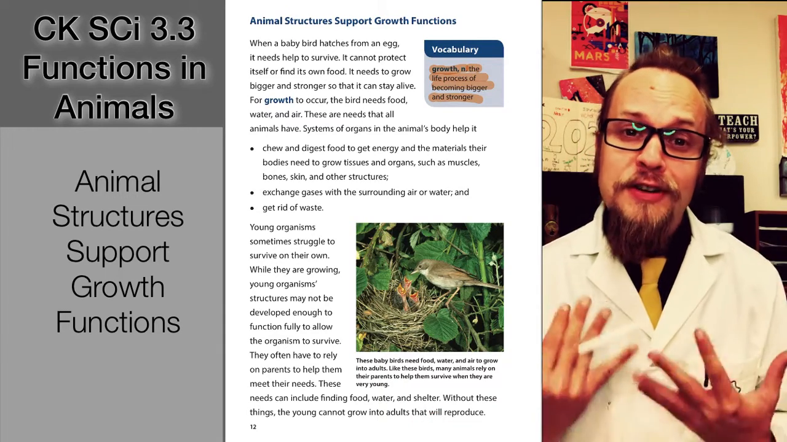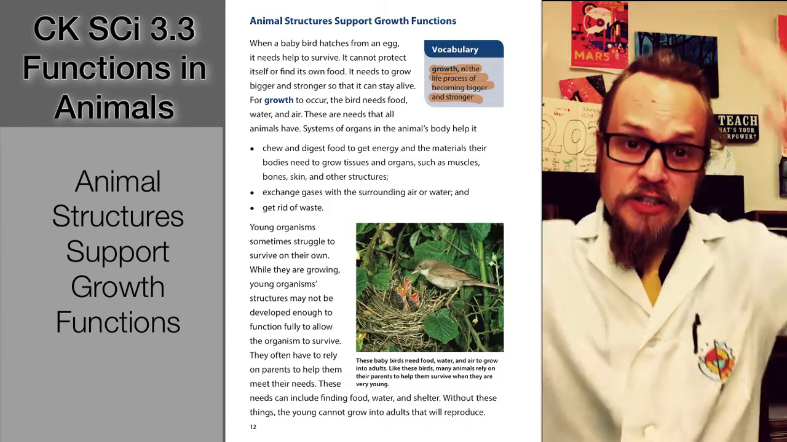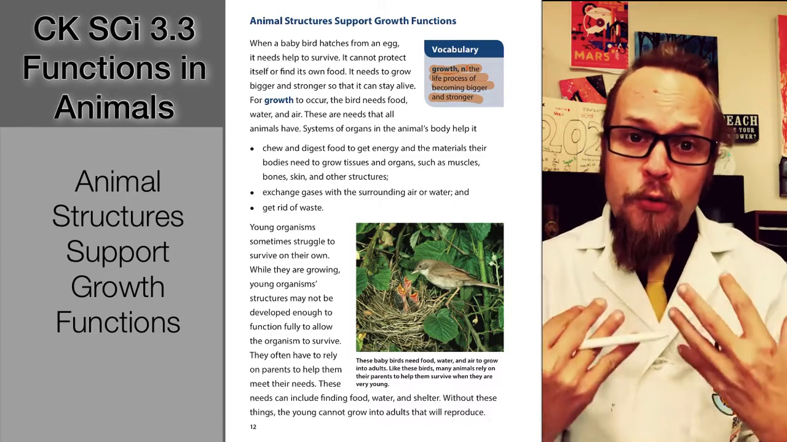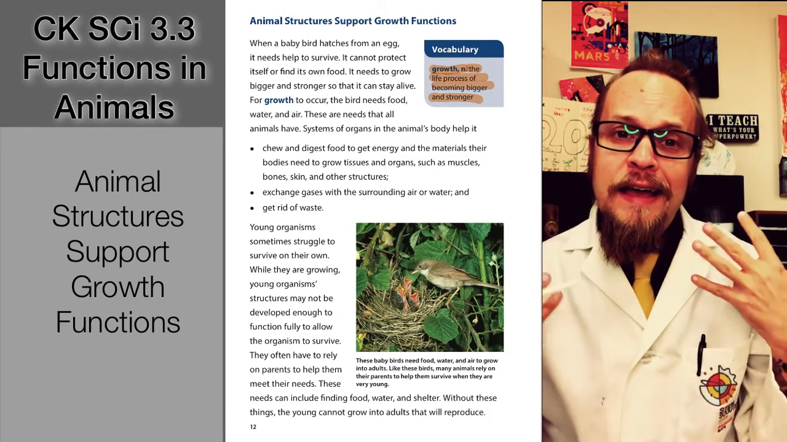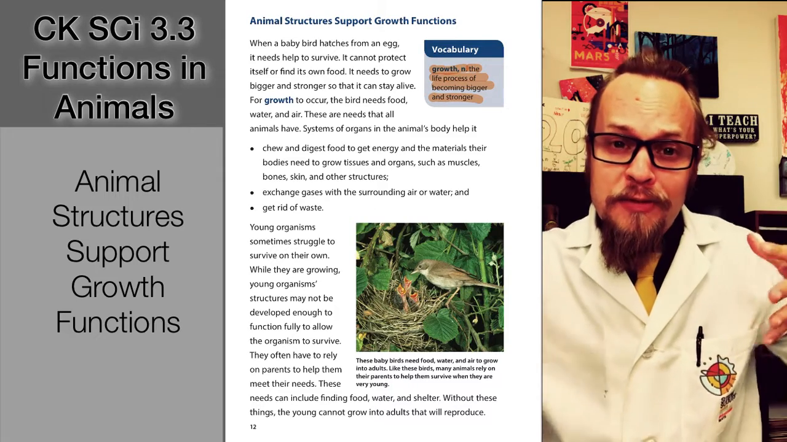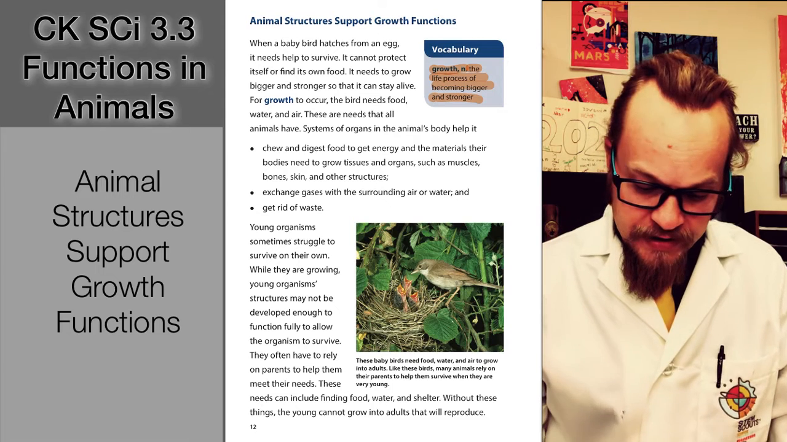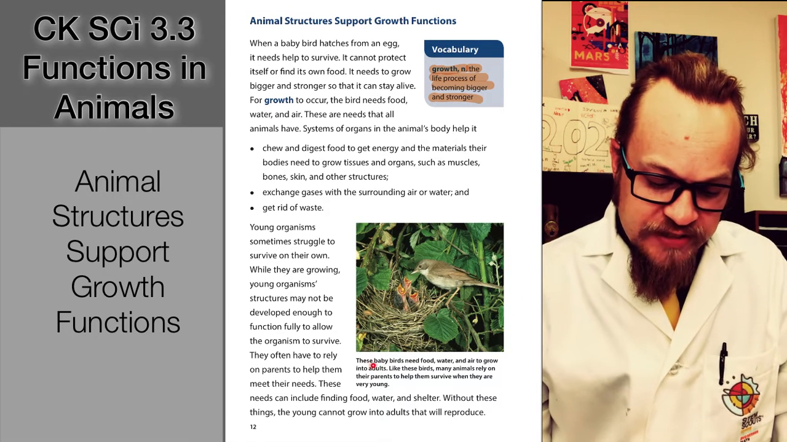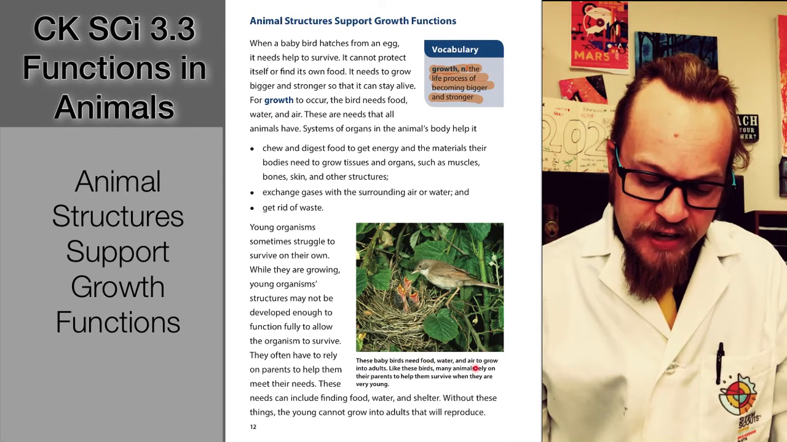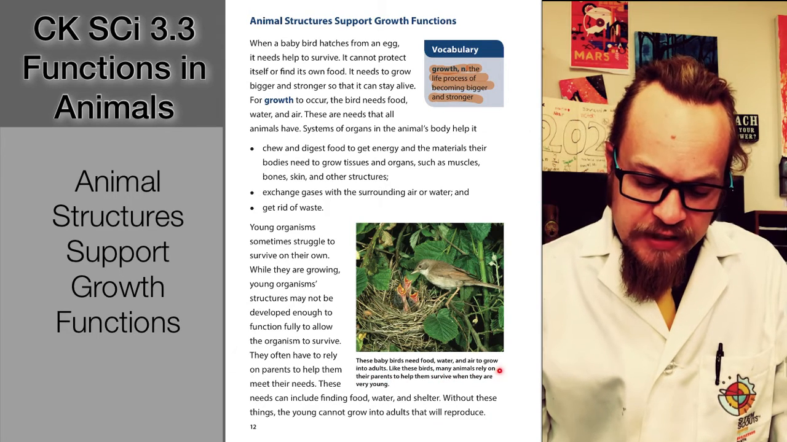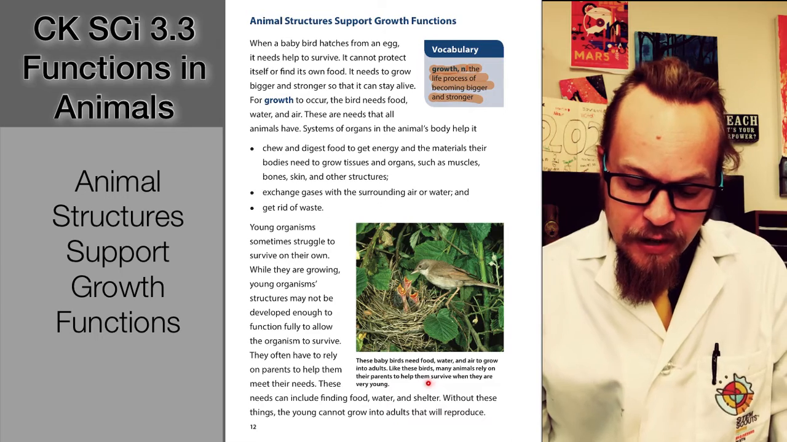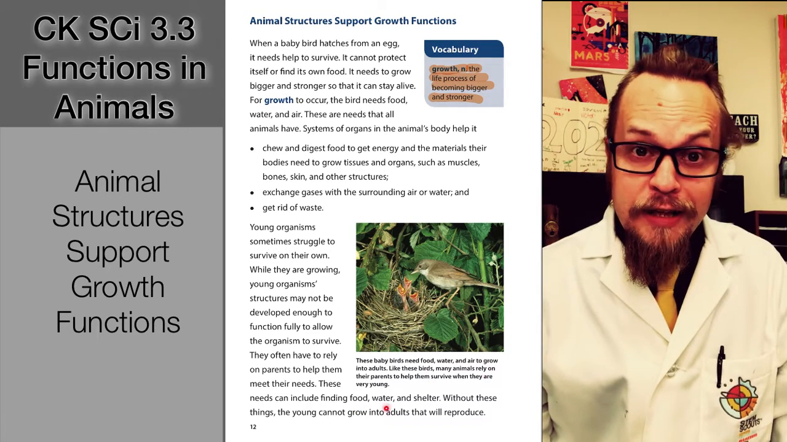So your parents are helping you grow by providing shelter, food, water, and a clean living environment to protect you so that you can grow old. Okay? Here in this picture, we have these baby birds that need food, water, and air to grow into adults. Like these birds, many animals rely on their parents to help them survive when they are very young.